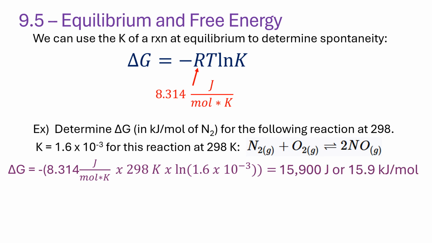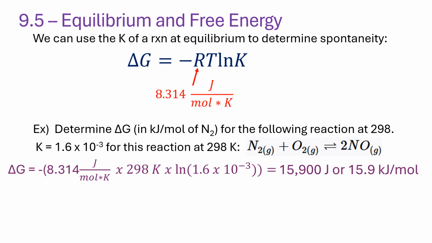Now, do note here, this is going to give us our answer in joules. We're used to seeing it in kilojoules, and in fact, that's what this question asks for. So when you get 15,900, recognize that that is in joules because our R value has joules in the numerator there. So we are going to have to divide by 1,000 to get that to 15.9 kilojoules.